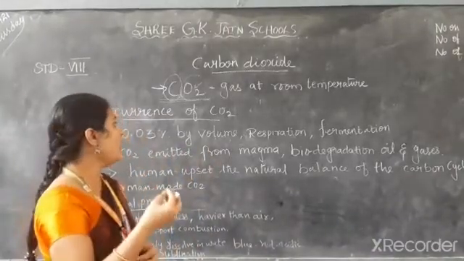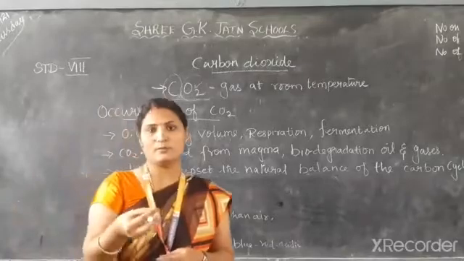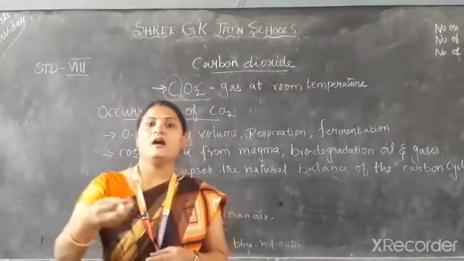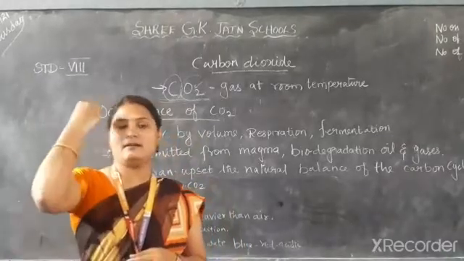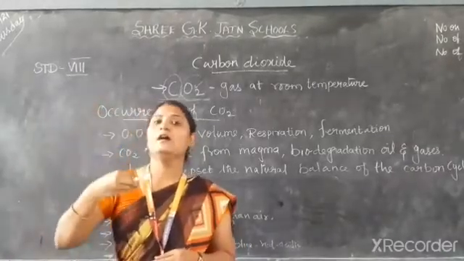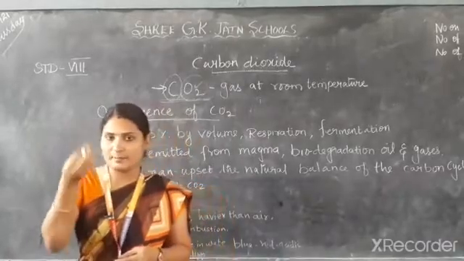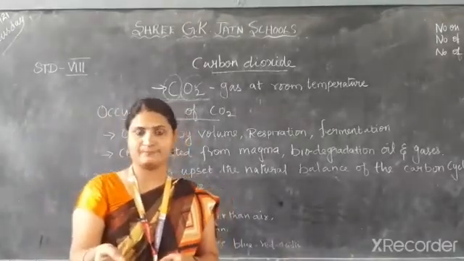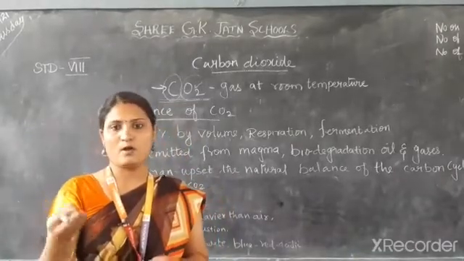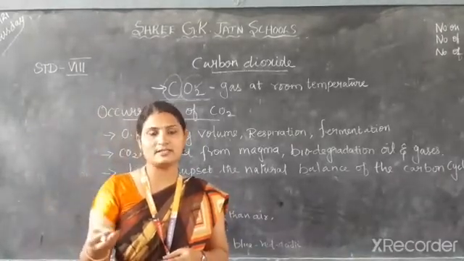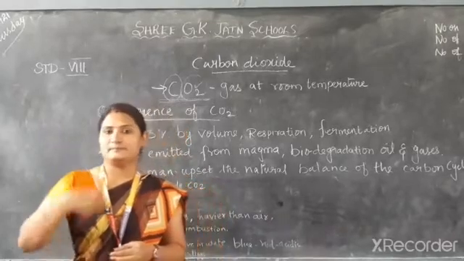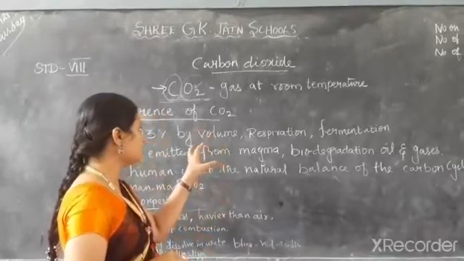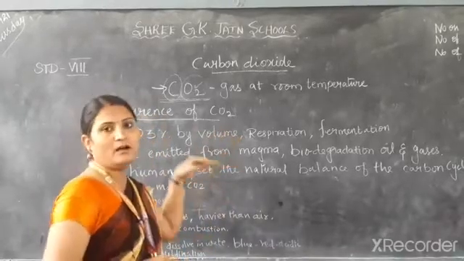And also during respiration, plants are respiring. Plants are releasing oxygen, and they are absorbing carbon dioxide from the air and releasing oxygen to the environment. We all know that during photosynthesis the carbon dioxide gets absorbed by the plants. So in that process this carbon dioxide can be found.